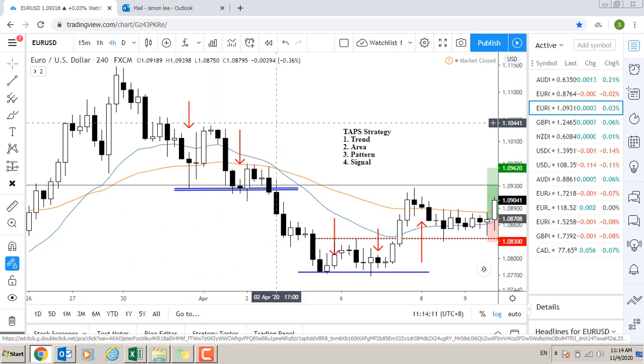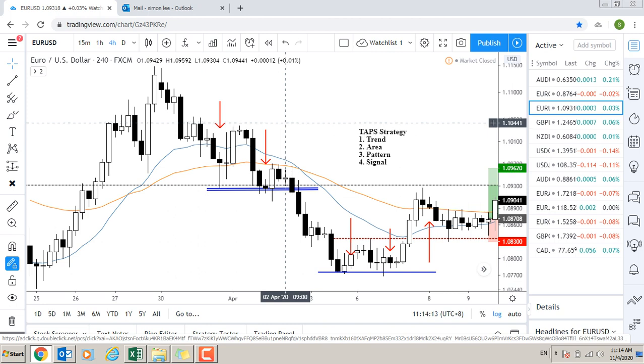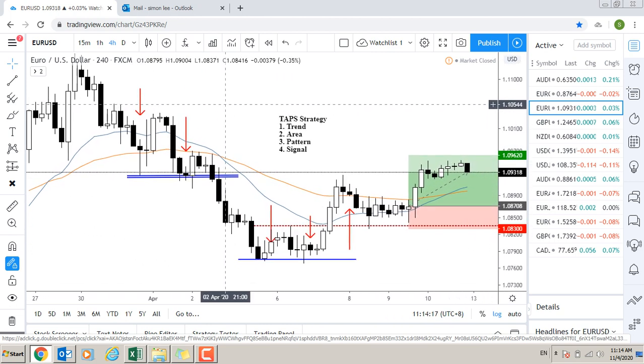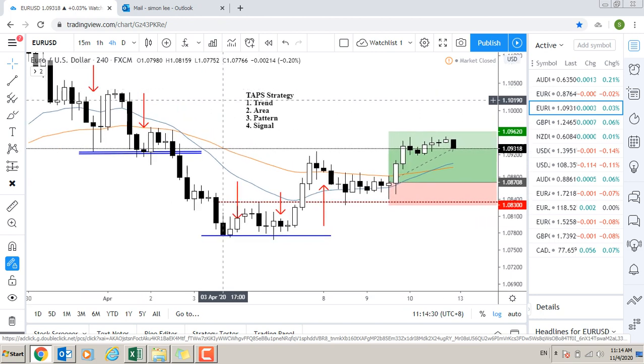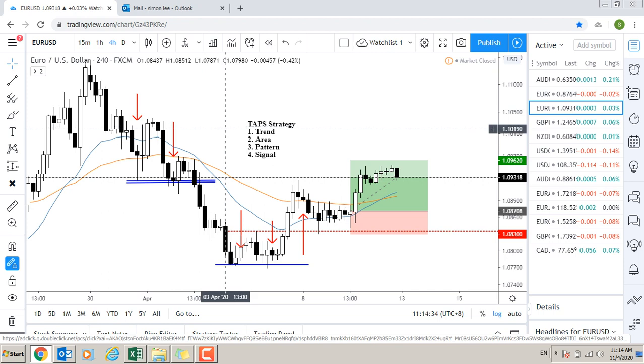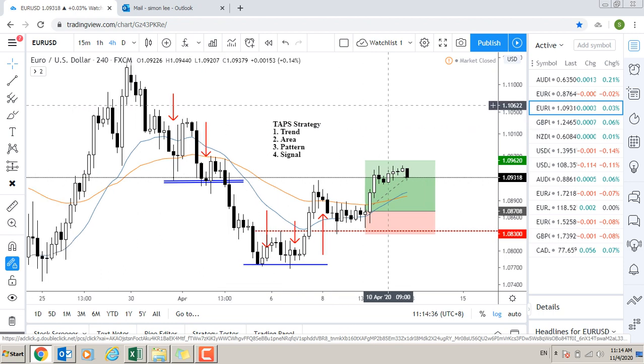Okay, so now we are clear with the tap strategies, and let me show you some samples that I got this week, from Monday to Friday. I got some samples and used my tap strategy to do some checking on it. Okay, let's see what is happening.